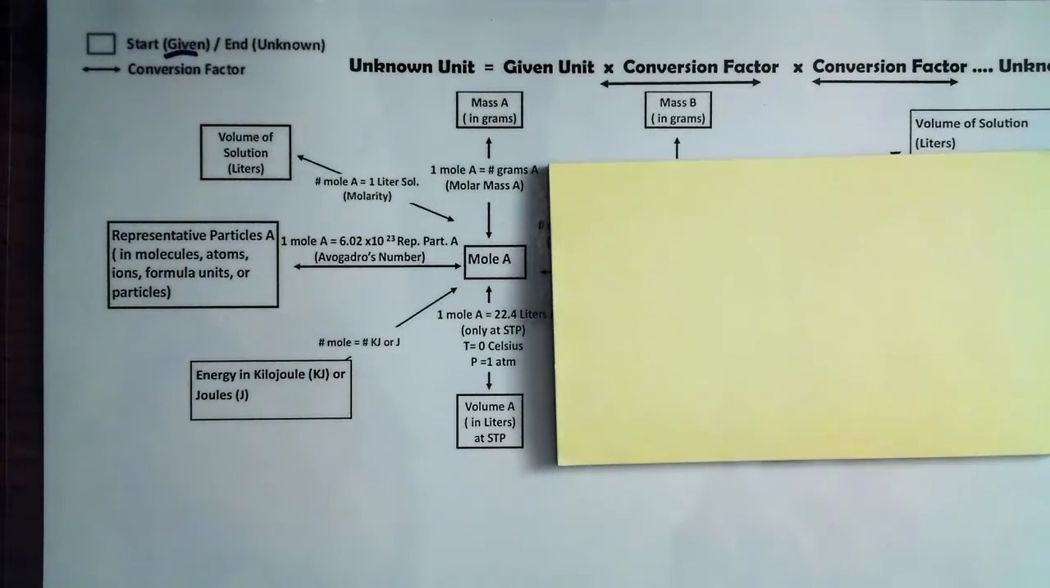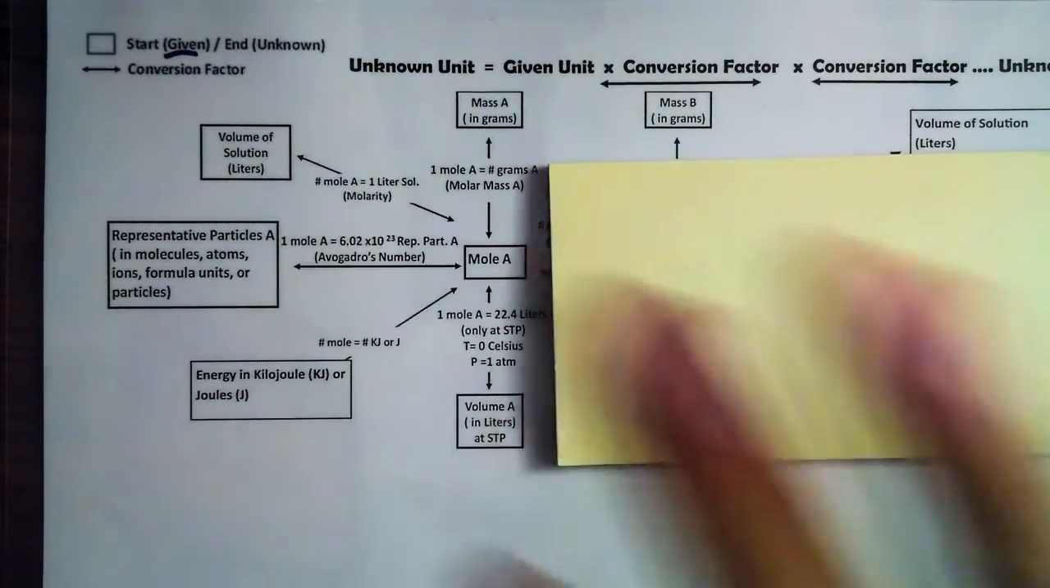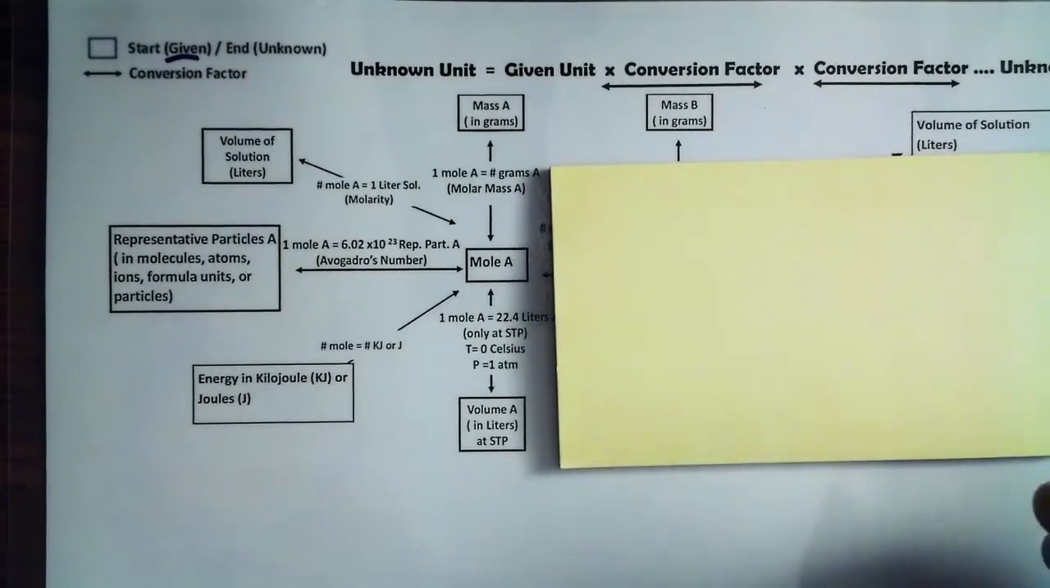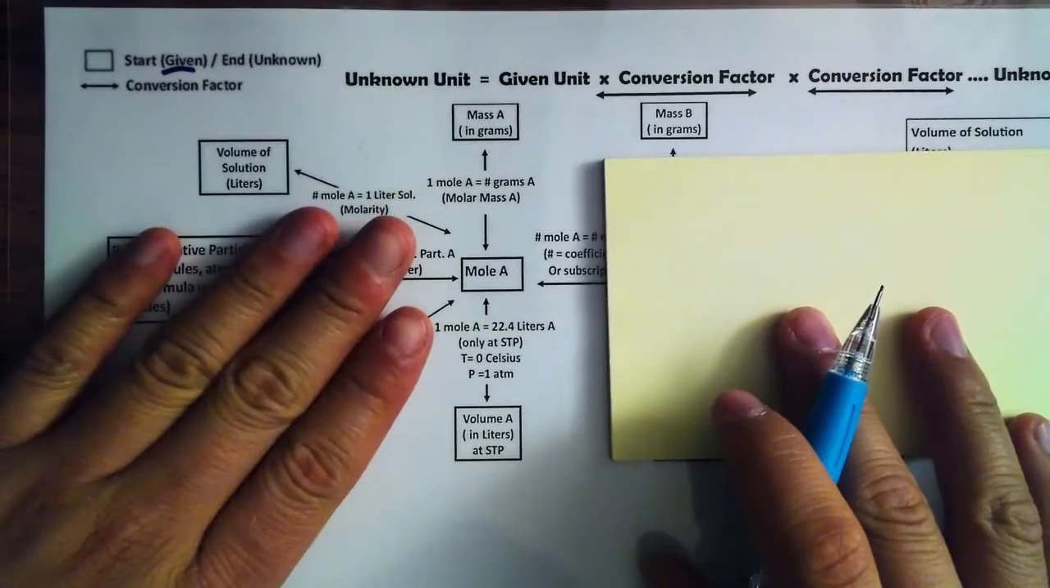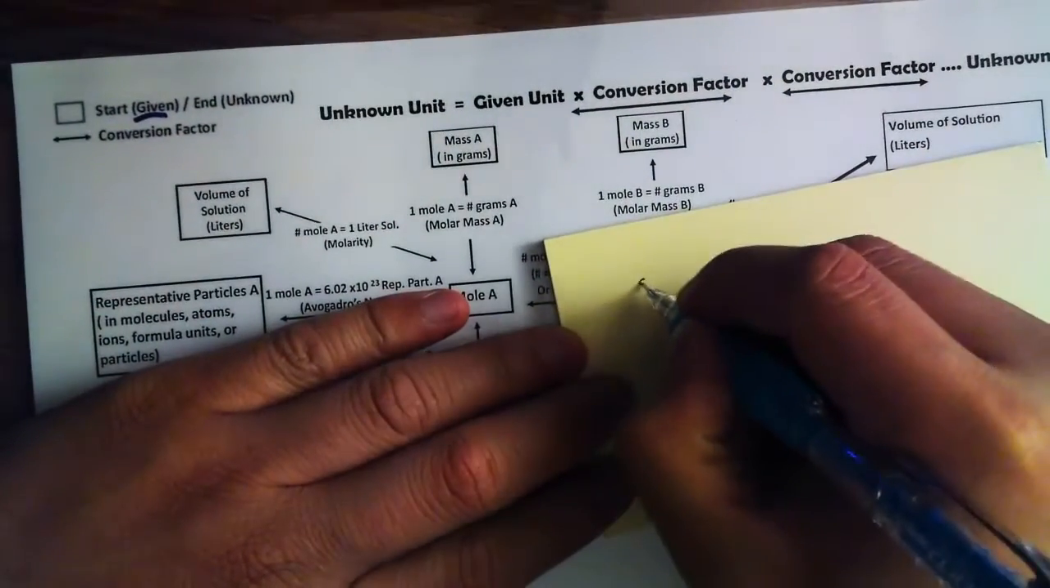In the previous lesson, we learned what conversion factors are, and we also learned how to use this stoichiometry flowchart. Again, the word is stoichiometry.